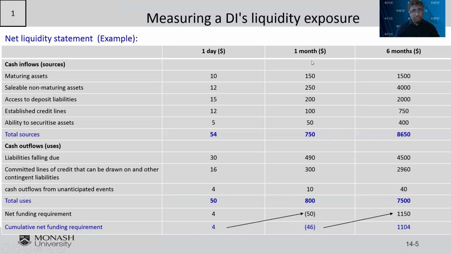If you are doing it on a monthly basis, and this is the 5th month, and this is actually the last one, you can calculate it even for 6 months: month 1, month 2, month 3, and you can see how it looks by the end of 6 months. So of course, here we will take the 5th month, 46. And then you have the sources of 8650, uses 7,500, which is 1150. So the cumulative over 1 day is 4, for 1 month, 46. For 6 months, if you take it all this time, it will be 1104.